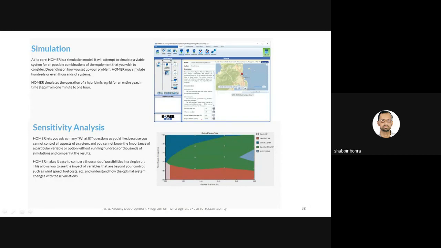So it is simulation, then sensitivity analysis. Here you can see how it looks. Then I'll again take you to this part.